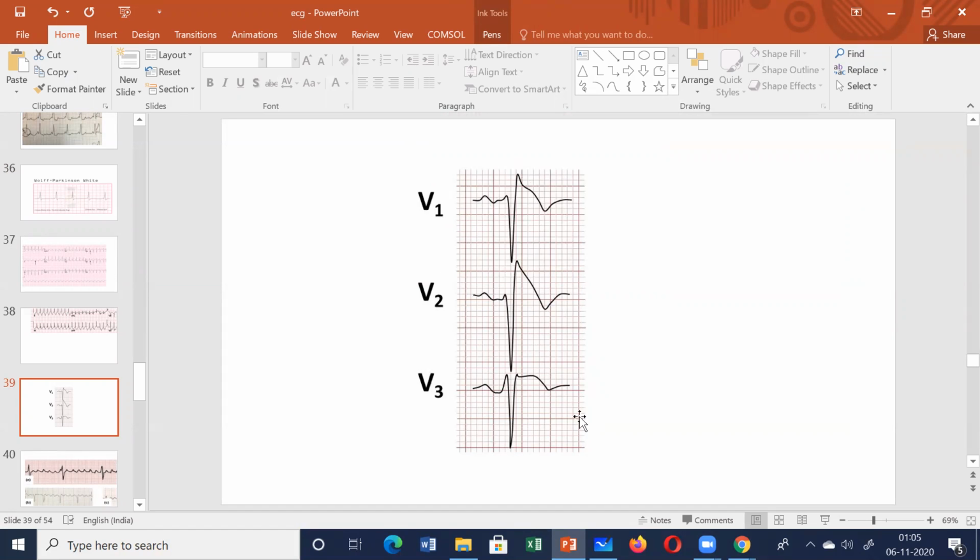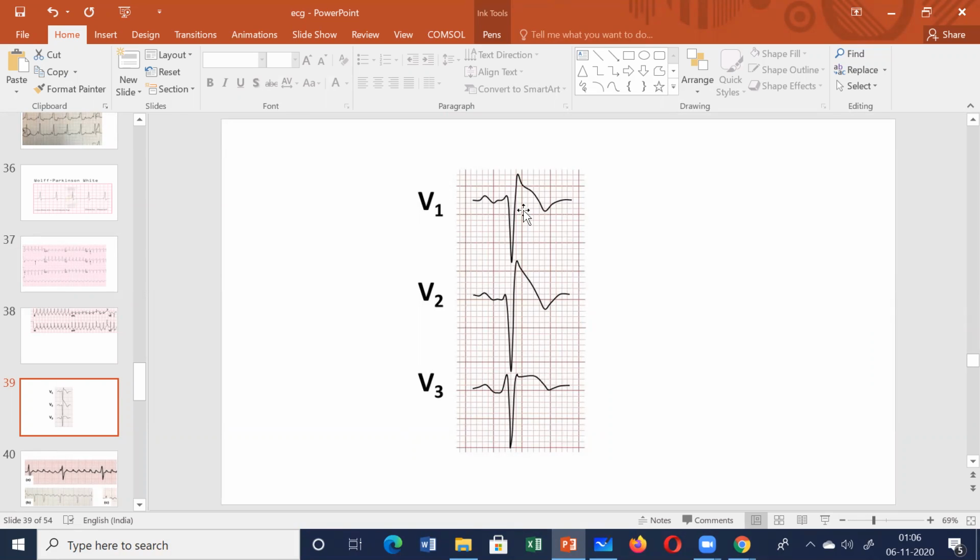This ST segment elevation is mainly found in the right precordial leads. Which are the right leads? If you remember, V1, V2, V3. So mainly in the right precordial leads. And this is followed by an inverted T wave. Can you see this T wave is inverted? So there is a coved-shaped ST segment elevation followed by an inverted T wave.